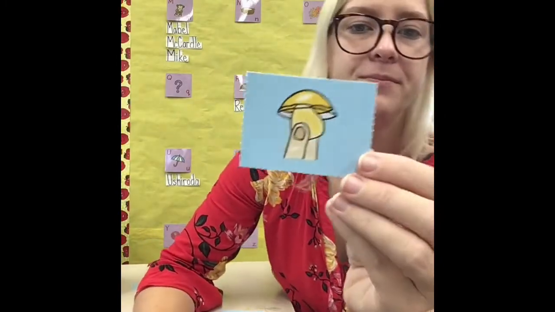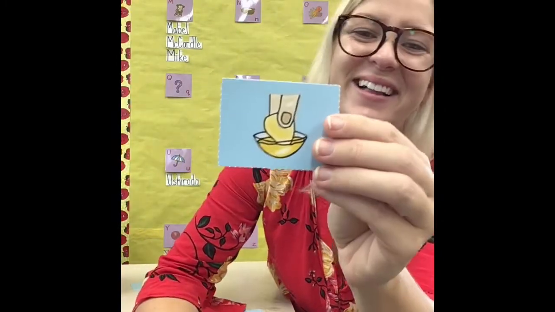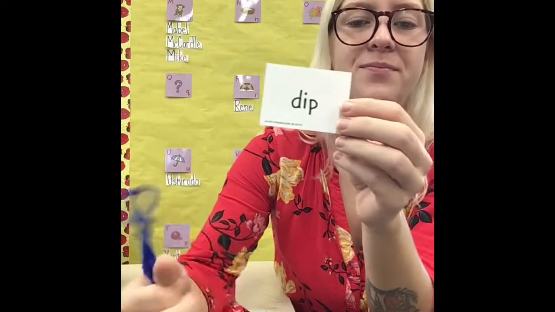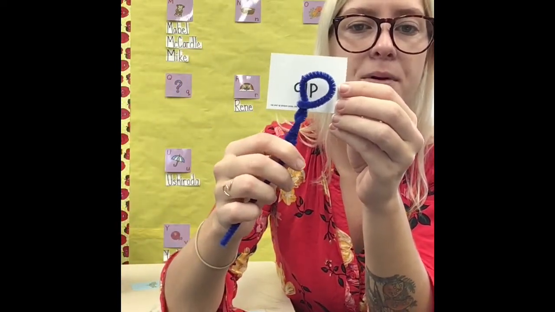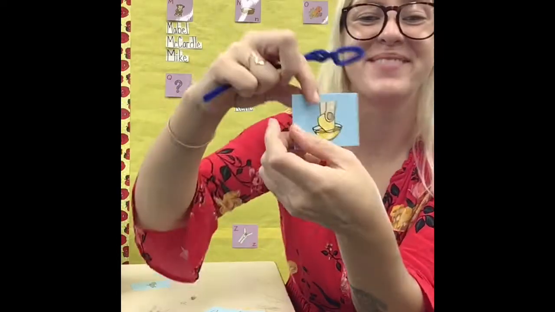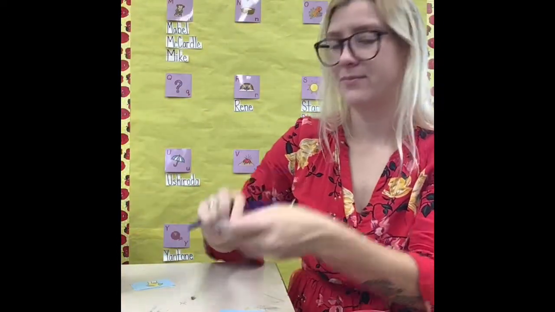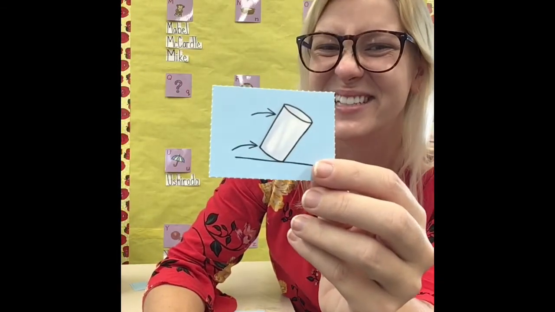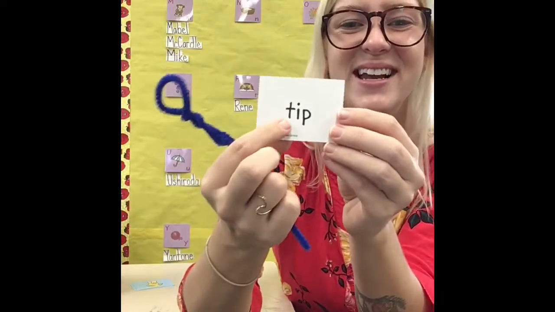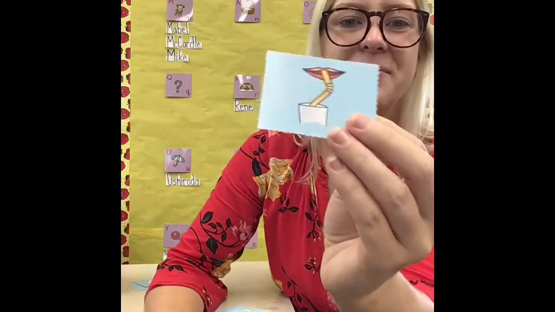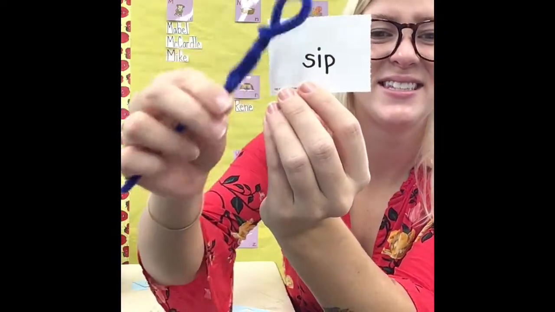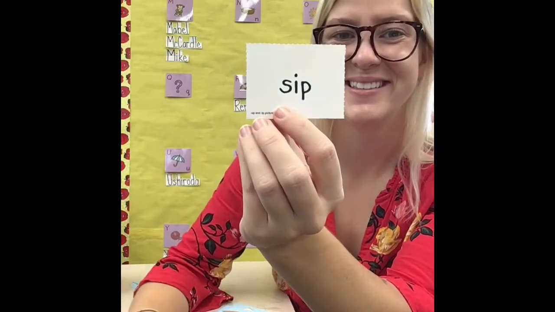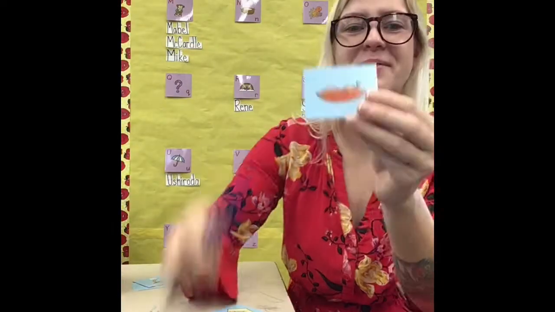I'm going to show you another one. Look at the picture. Now let's read the word. D, ip. Put it together. Dip. This is the word dip. Look at the picture. Remember, it has the word part ip in it. What word do you think this is? Let's read the word. T, ip. Put it together. Tip. Let's try another. Look at the picture. Now let's read the word. S, ip. Put it together. Sip.